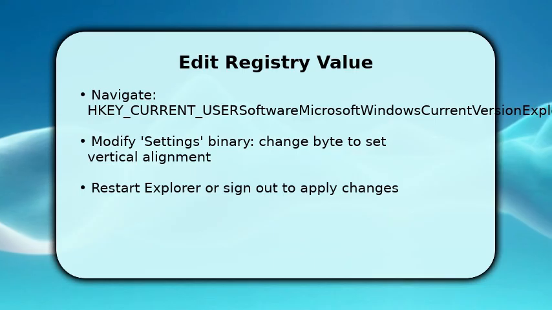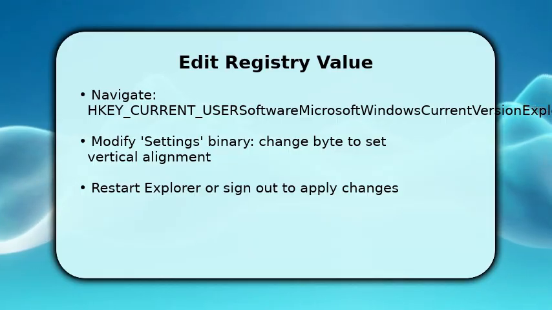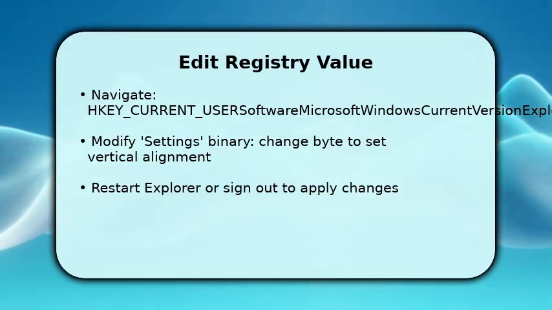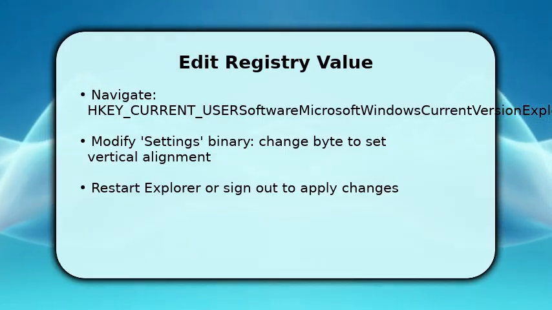After saving the binary, you must restart Explorer or sign out and sign back in so the shell reloads the new setting. Make sure to keep your backup export safe. You're finishing up, confirm the taskbar is now vertical.